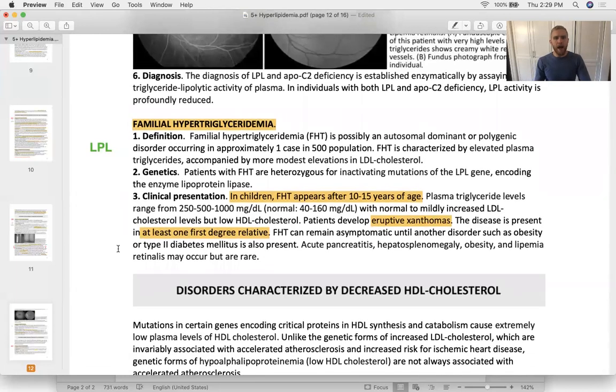And then we have familial hypertriglyceridemia, which is essentially many of the same symptoms, eruptive xanthomas and milky blood. However, it will present in children. It's got an earlier presentation. It's a little bit more severe. And it's also going to be a lipoprotein lipase defect.